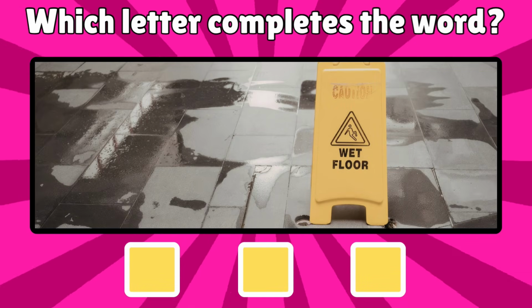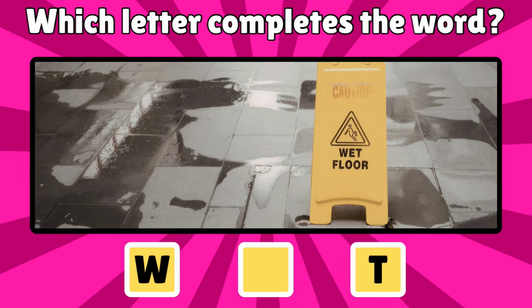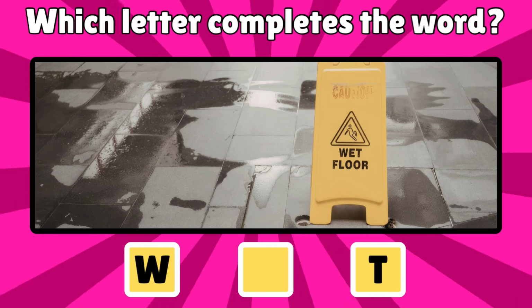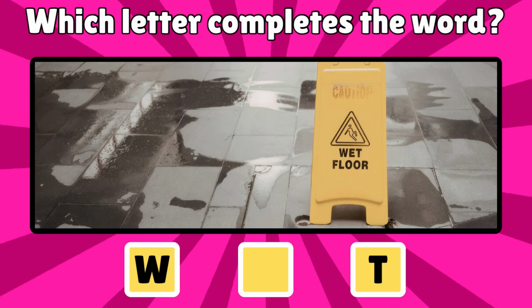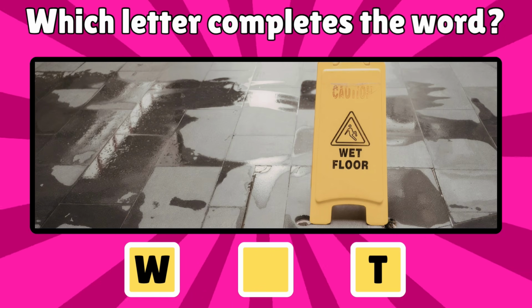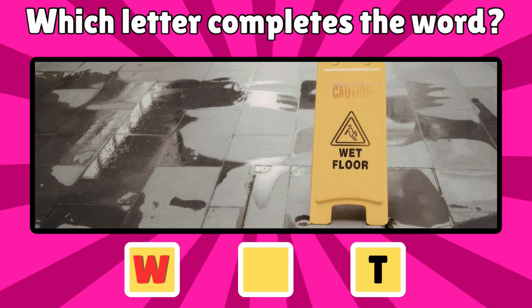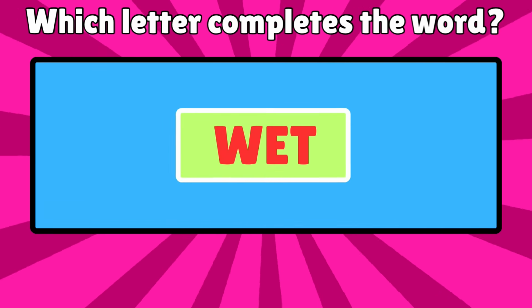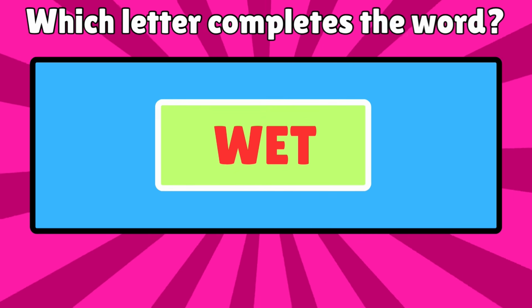Look at the picture. It is wet. Here, vowel is missing. W, T, which letter completes the word? It is E, W, E, T. Wet, can you say it again? W is for wet. Wet.